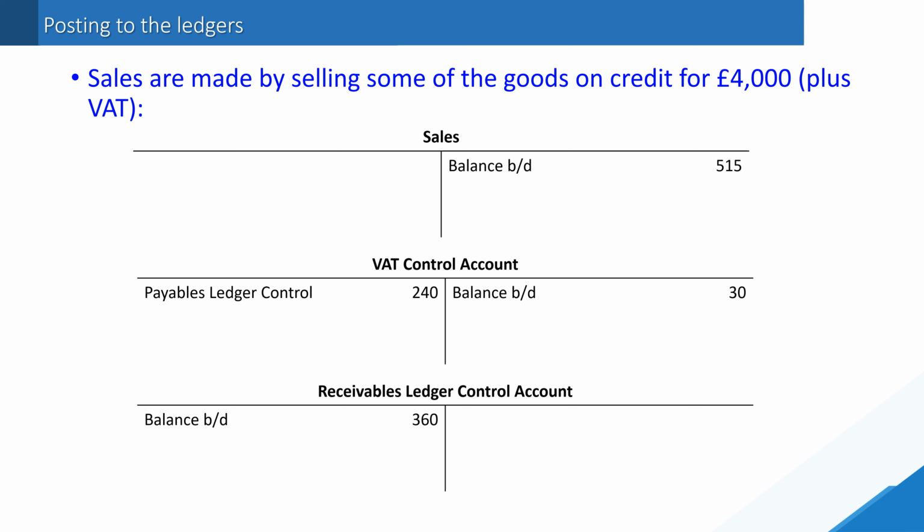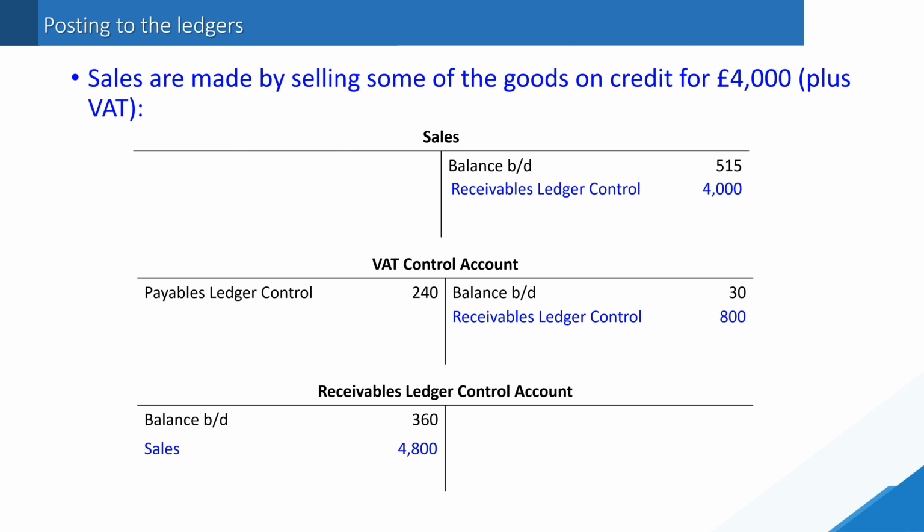When we record a credit sale, we debit the receivables ledger control account with the full value, the goods plus the VAT. We credit the VAT account because this is money that is owed to HMRC. It's a liability we have. And we credit the net amount through the sales account to recognise the revenue that has been generated from this sale. The total amount is debited through the receivables ledger control account to show how much this customer owes to the business.